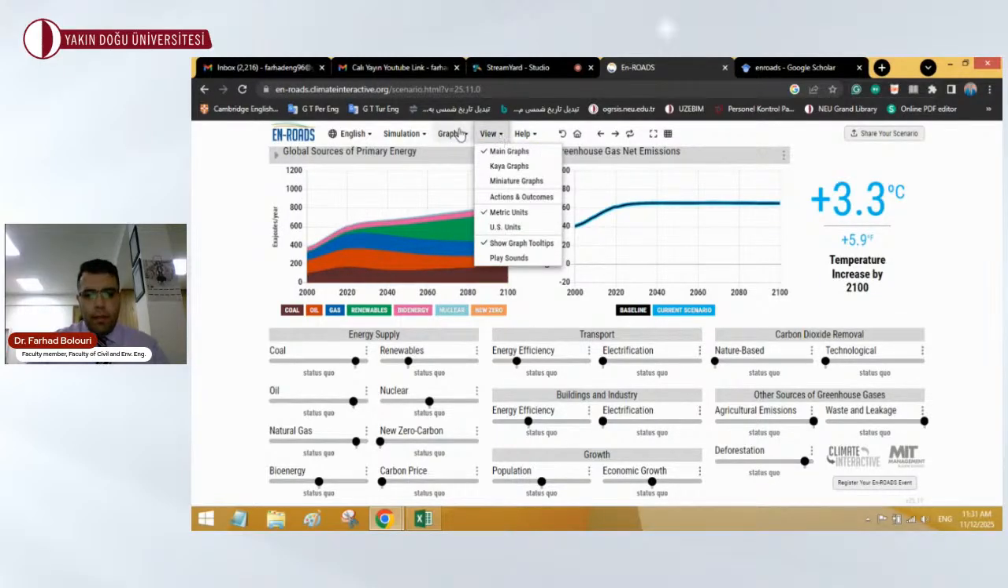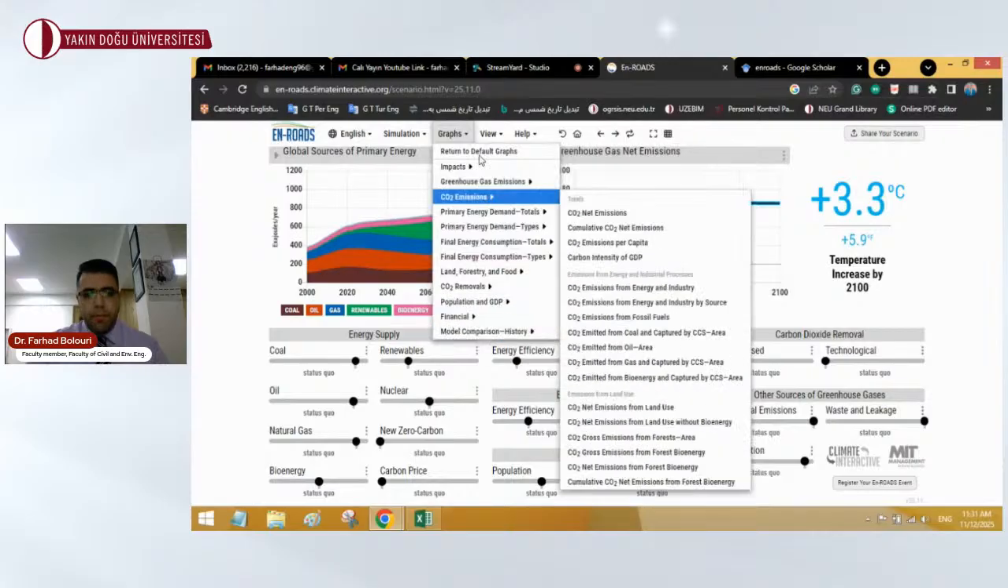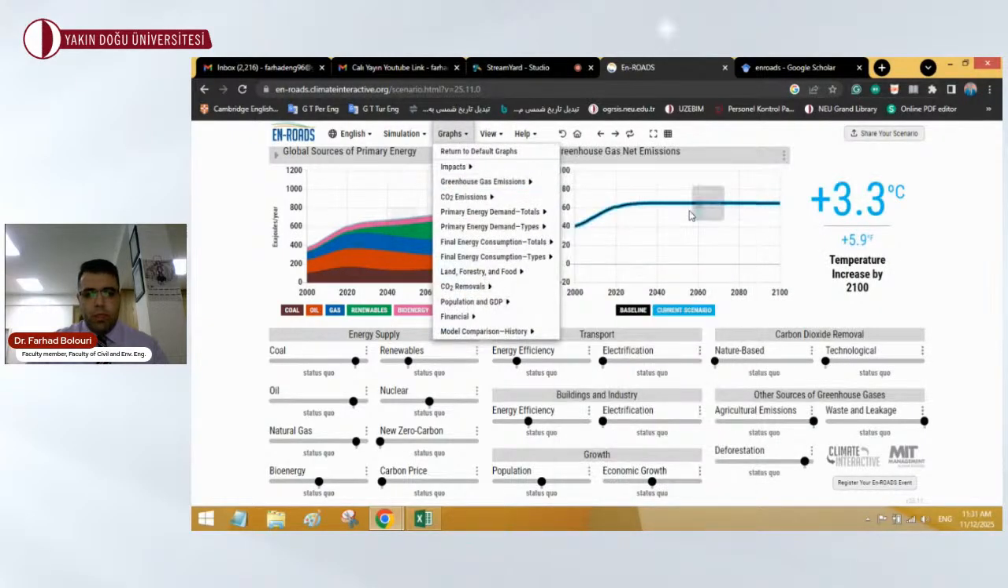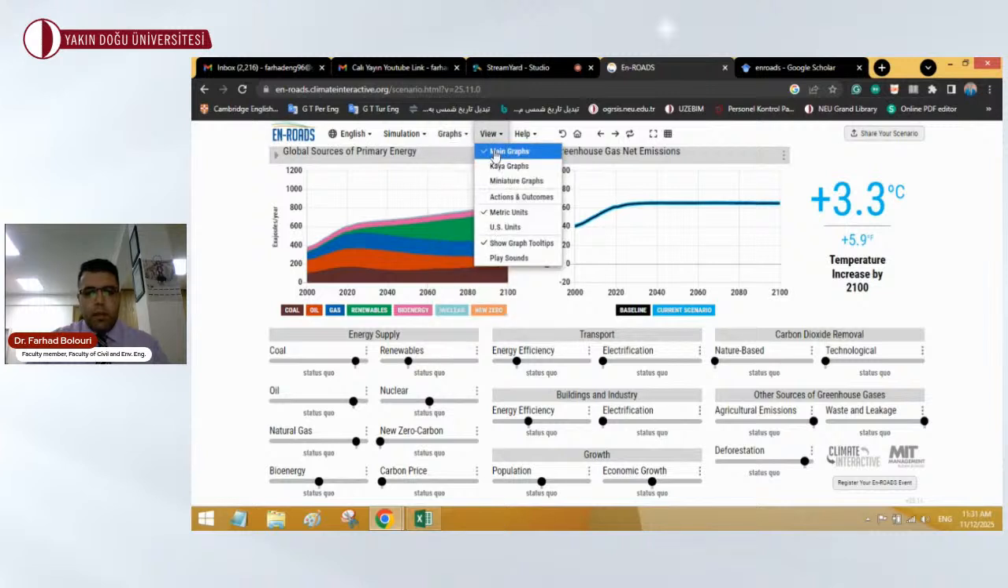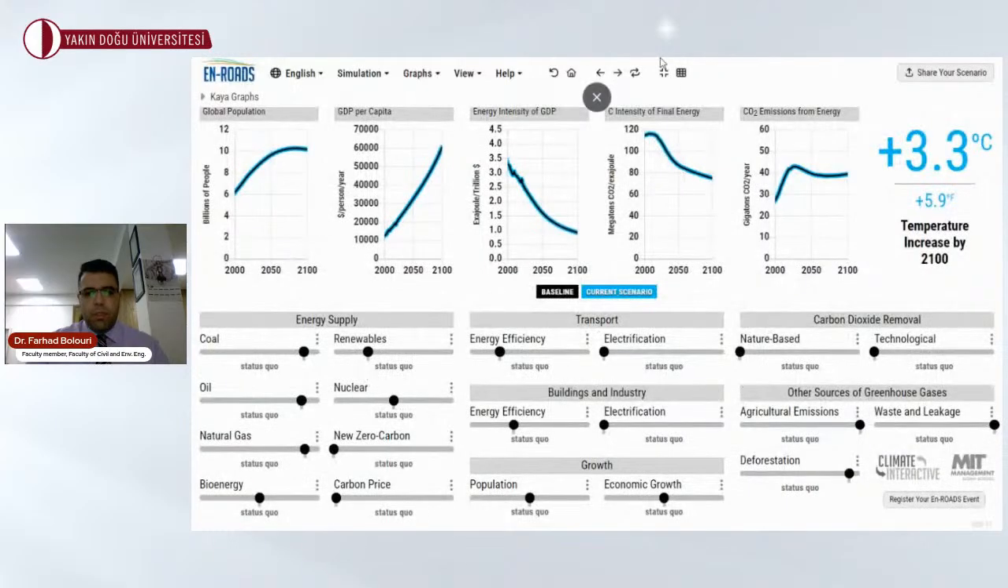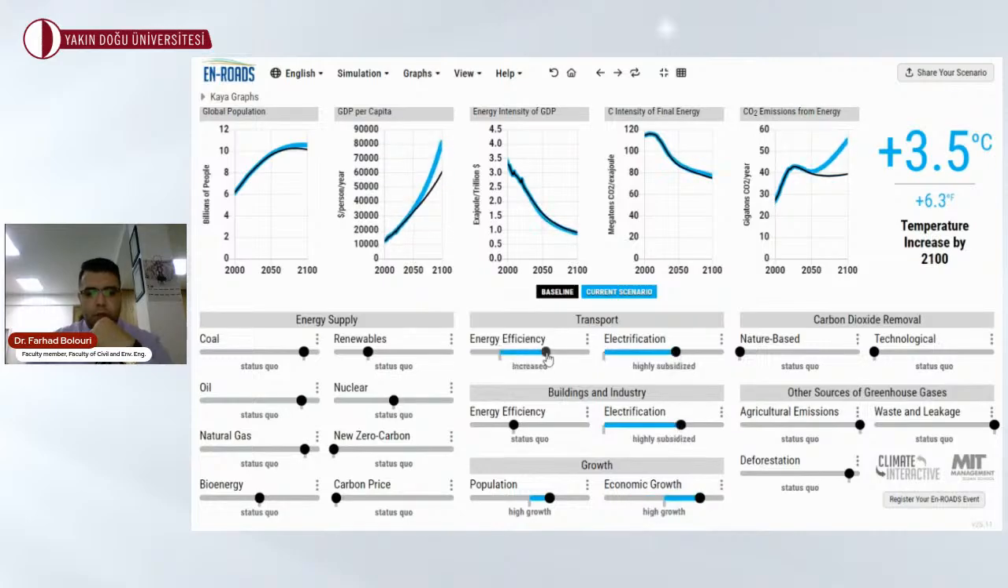Also, these are all about the graphs. We will discuss them now when we are modeling here. Also for view, you have main graphs like this. Also you have Kaya graphs. You know, in research, these are so important for you. These are Kaya graphs. I make it full screen. It's better for showing. These are Kaya graphs. When we change these things, you will see the change. We will work with them later.